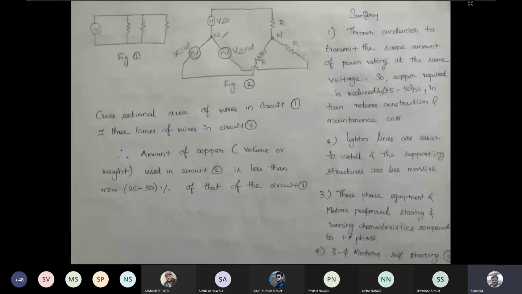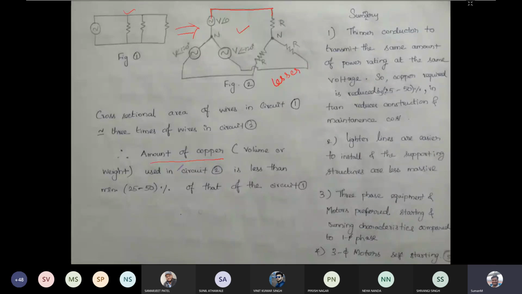Here we are going to use only three wires, and the power loss is reduced, and the thickness of the wire is reduced compared to the single phase. Thickness of the wire which is connecting the source and the load is reduced. That is one thing. And as I told, power loss is reduced. And the third main important point is the amount of copper, or volume, or weight. Okay, you can consider in that way. Volume or weight used in the three phase circuit is very much lesser when compared to the single phase.